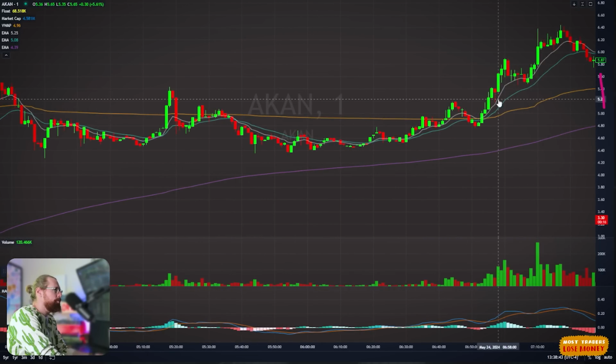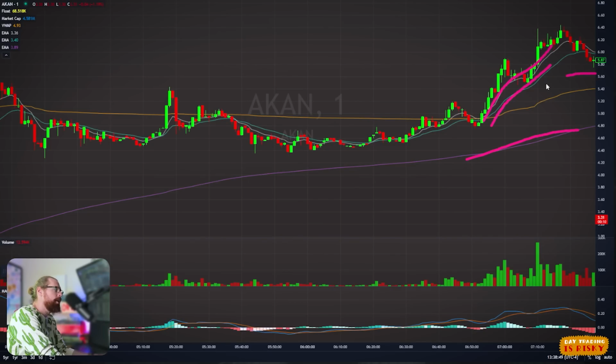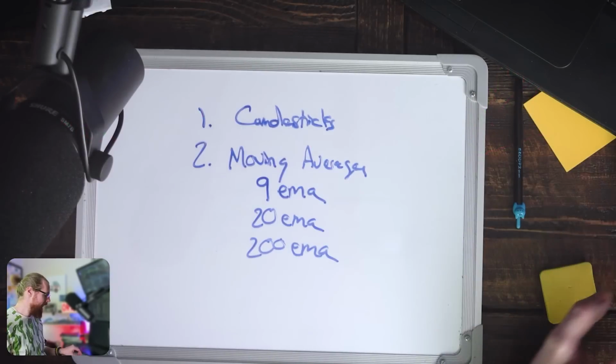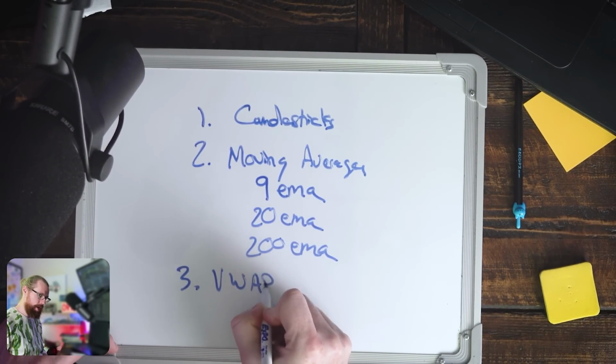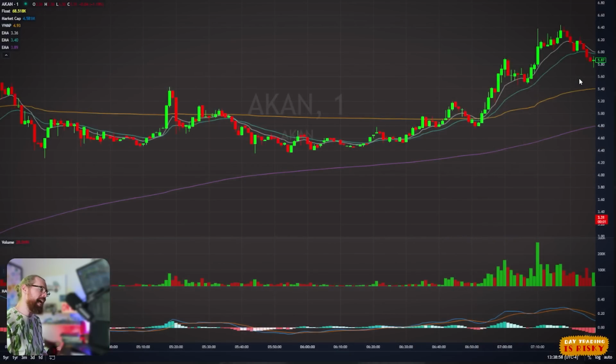If the price breaks the 9 EMA, which is this gray line, the next level is the 20 EMA. If it breaks the 20, the next level is the 200. But what's this orange one in the middle? That is the volume-weighted average price. This is a type of moving average, but it factors in the amount of volume that is traded over the course of the day. So it's not just a simple moving average or an exponential moving average.